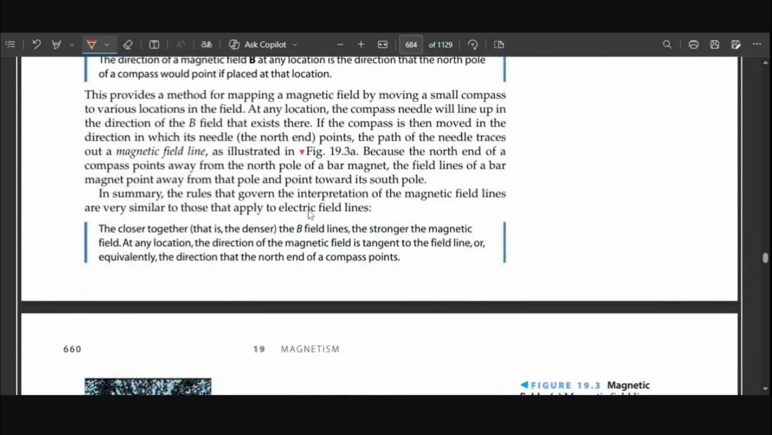So how can you actually identify this? Suppose you have a bar magnet. It has the north pole here, the south pole here, and we know the magnetic field goes from north to south. Suppose we come up with a compass. The compass has a needle in it, so it will align itself in the direction of the magnetic field. The needle aligns in such a way that this part is directed towards the north and this part is directed towards the south.